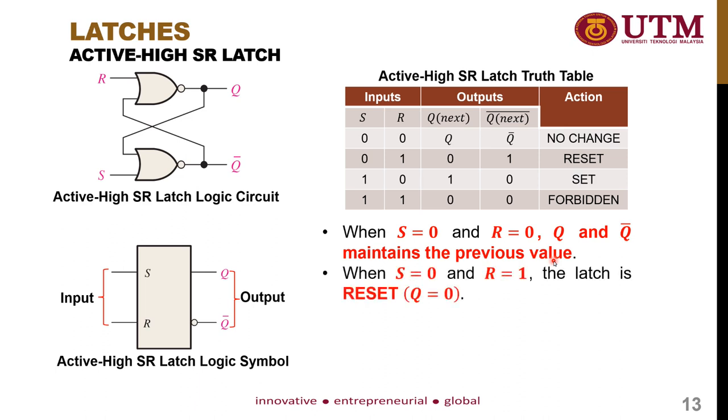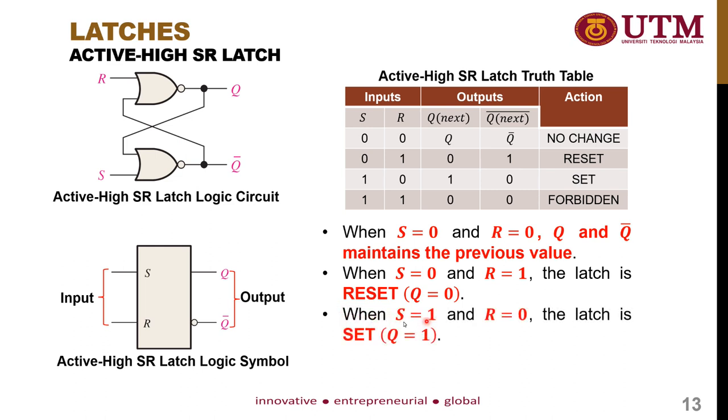When S equals 0 and R equals 1, the latch is in reset mode. In the active high SR latch, the reset mode is represented by the Q value equal to 0. So when you see the value 0 at the output Q in an active high SR latch, it means that it is in reset mode.